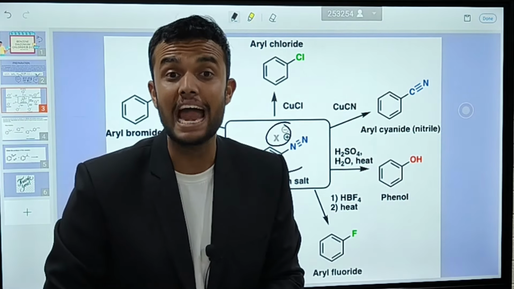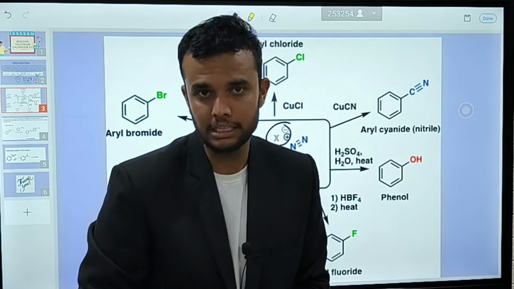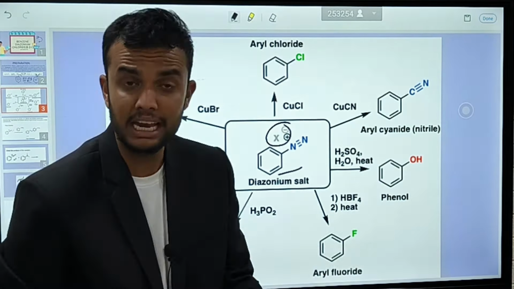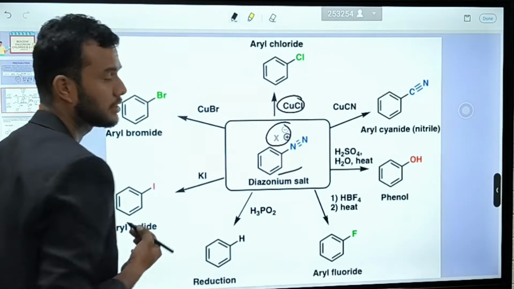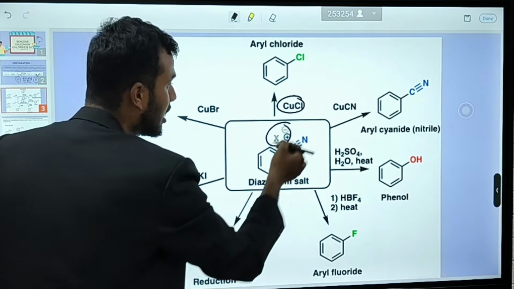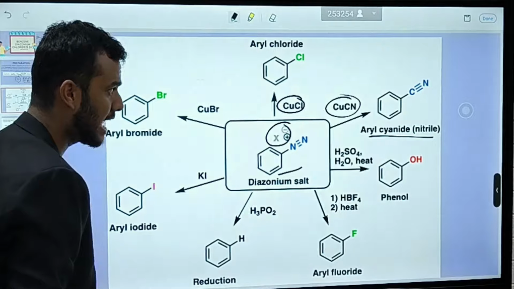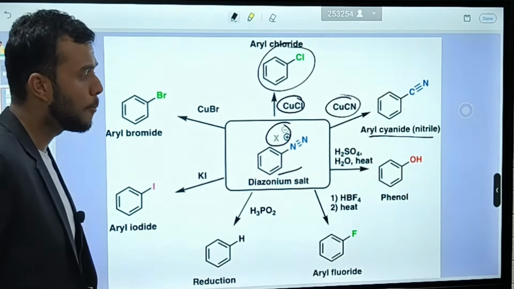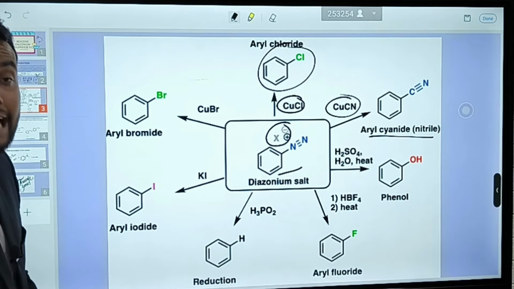It is also referred to as the Sandmeyer reaction. What is the Sandmeyer reaction? It is used to prepare halobenzenes or aryl halides. Especially aryl halides, very simple. What is the reagent? We use copper chloride. Correct? We use cuprous chloride and cuprous cyanide. What do we get? We get a nitrile, then we get a chlorobenzene. What is the reaction name? It is called the Sandmeyer reaction.